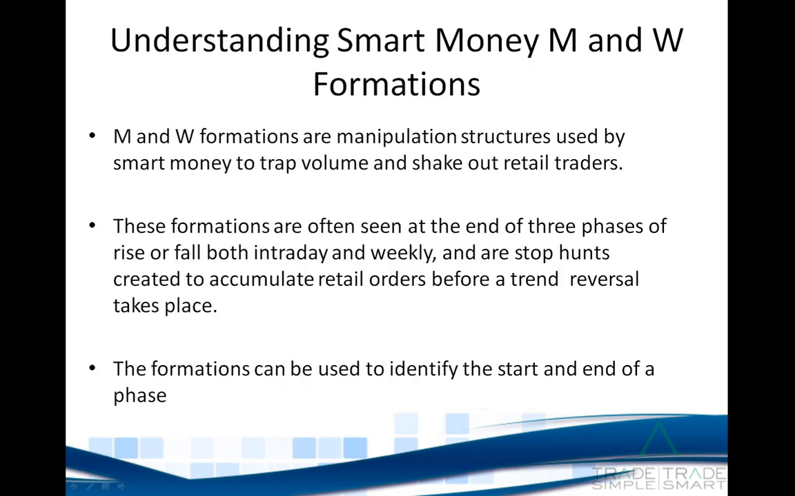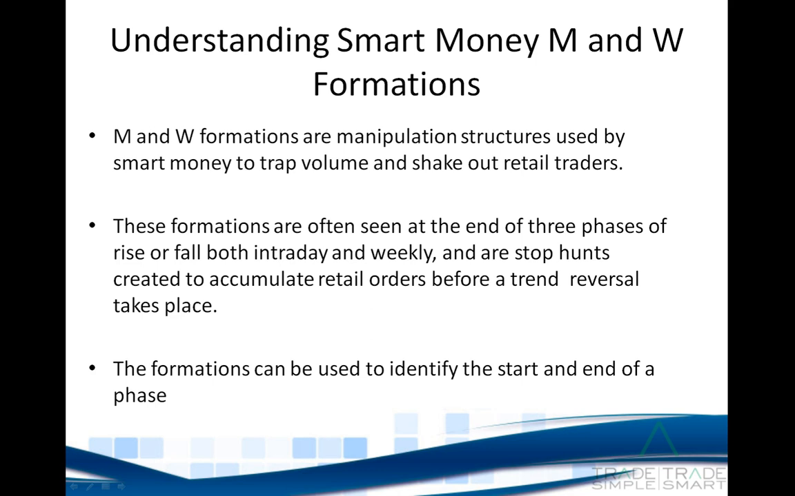Okay, so M&W formations are manipulation structures used by smart money to trap volume and shake out retail traders. These formations are often seen at the end of three phases of rise or fall, both intraday and weekly. And as we've seen in some of the examples that we've looked at throughout this course, they generally appear after three rises to the up or the downside during the intraday trend. And also we see them in level 3 accumulation after 3 levels of rise during the weekly trend.